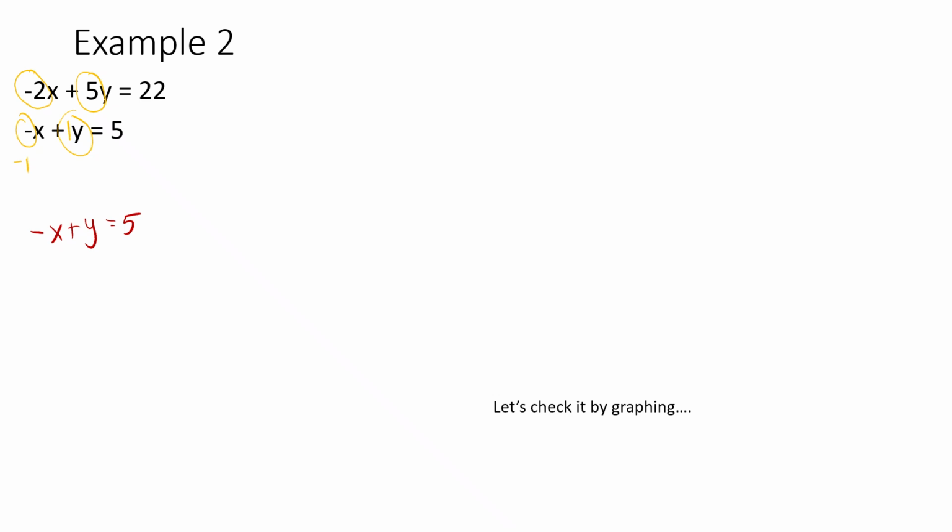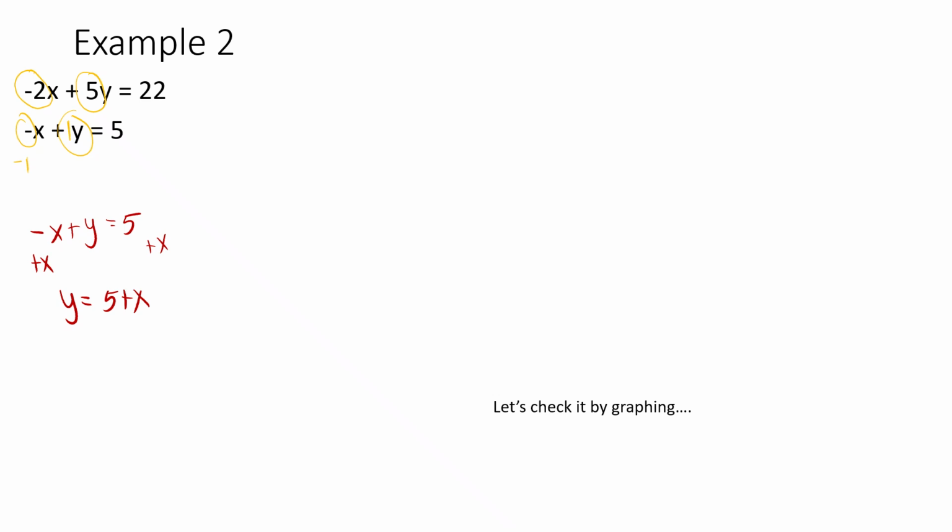Remember that to solve for something means to get it by itself. And so if I'm going to solve for y, I want to get the y by itself. I can do that by adding x to both sides. -x plus x is 0, giving me y is equal to 5 plus x.